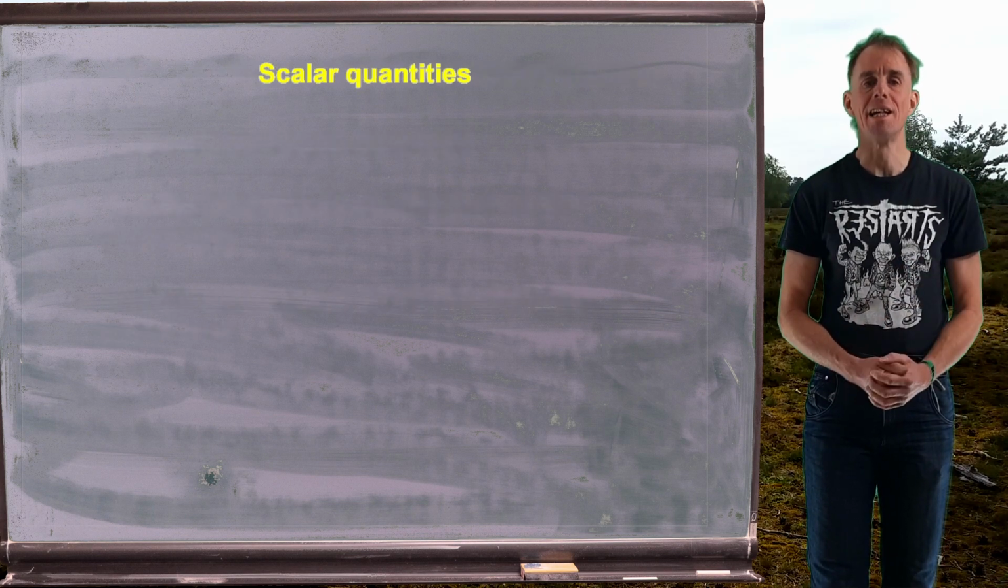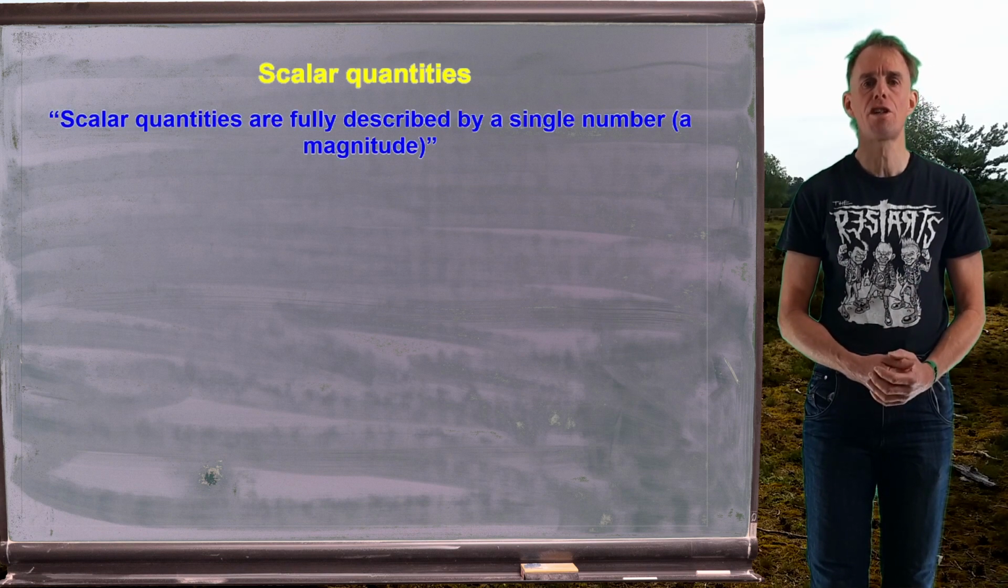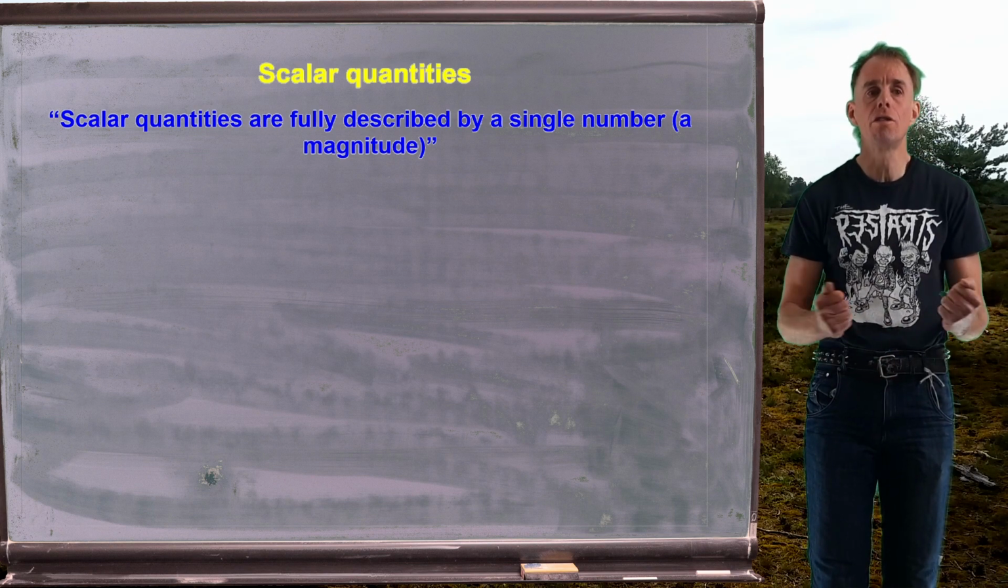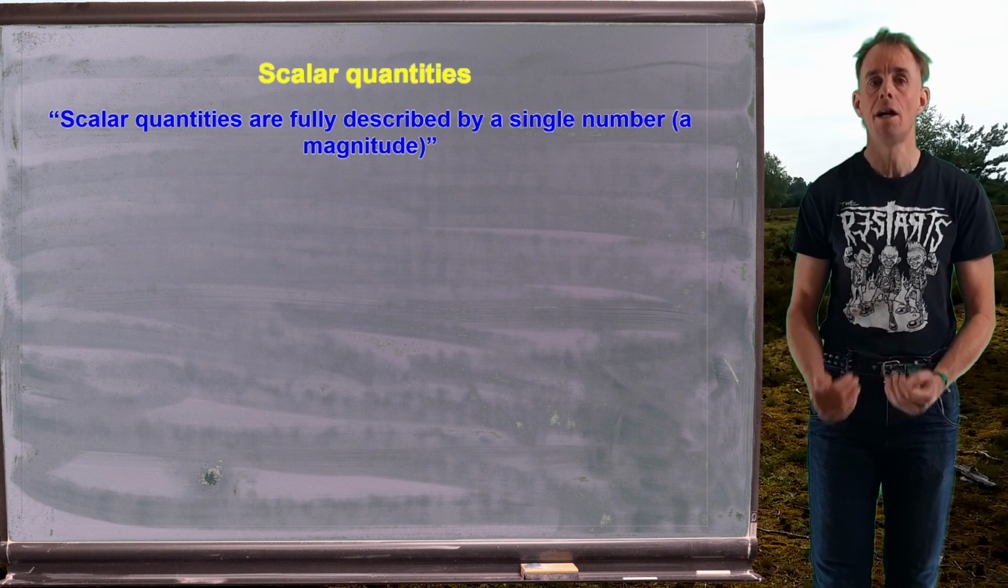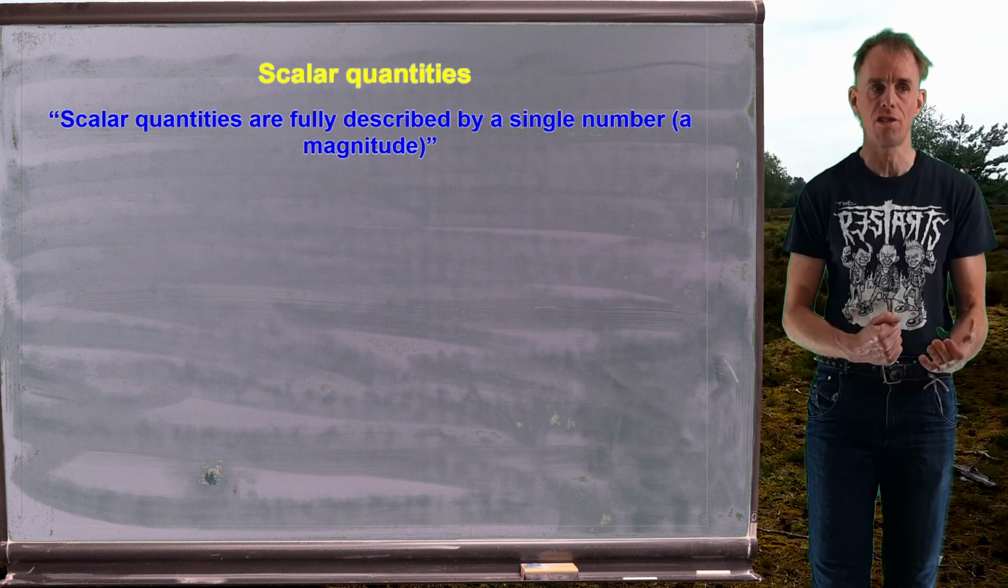So let's start at the beginning and let's think about scalars. If we were to look for a dictionary definition of scalar quantities, it would be roughly along the lines of: scalar quantities are fully described by a single number, and that number represents a magnitude or a size.